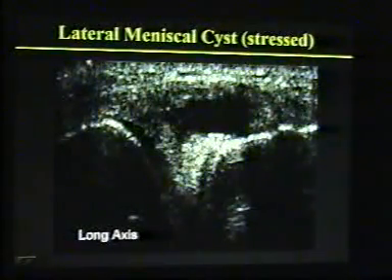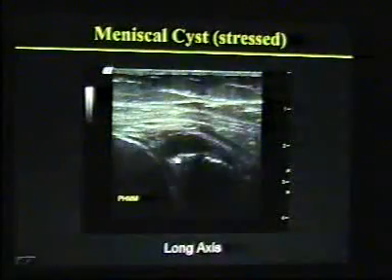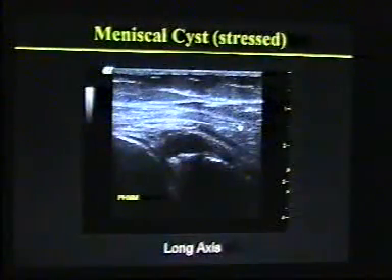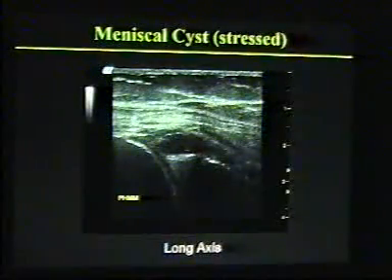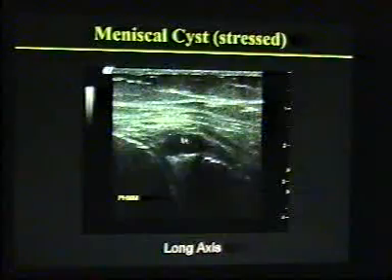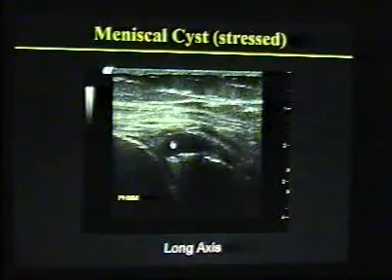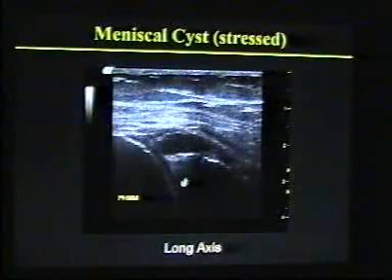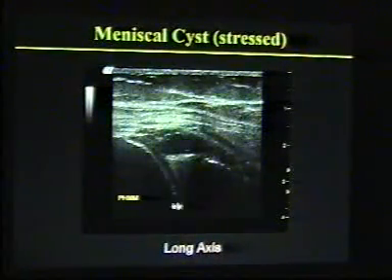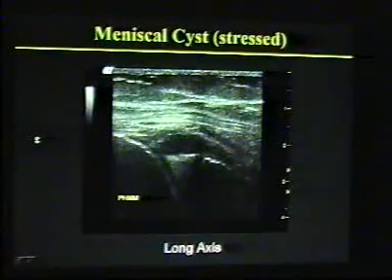After stress, you can see it is not separated at the long axis, and we can see on real time at long axis that by giving stress, the cyst is not being separated from the meniscus. It is originating from the tissues of the meniscus, so confirming that it is a meniscal cyst.